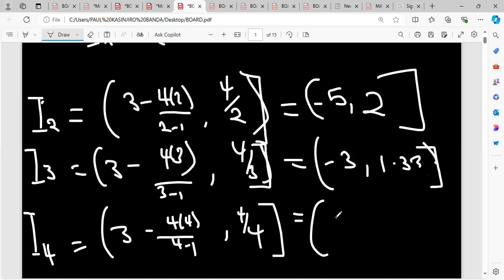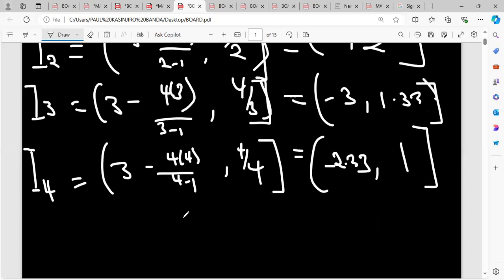Will it be negative or positive? I think it should be negative. Are you sure it's 5? Because this is 3 minus 16/3. Check it. It should be negative 2 point something, right? Negative 2.333. Yes, negative 2.33. And then on the other side, you just have 1, like that.